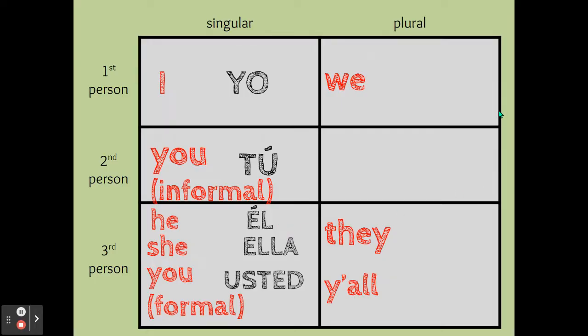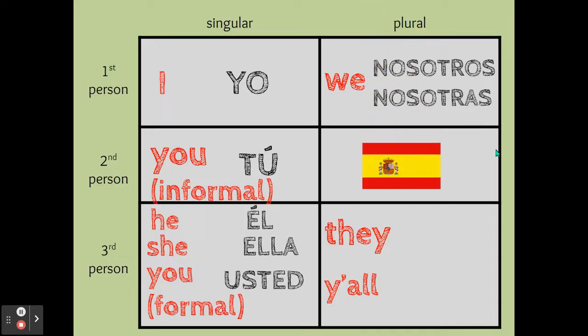All right, on the right side for plural, for we have two: nosotros, nosotras. So if it's a group of all females and you wanted to say we, you would say nosotras. If it's a mix between boys and girls, you would default to the masculine and use nosotros. This box here is used pretty much only in Spain, so we're just going to put a Spanish flag there. But it is vosotros and vosotras for you all informal plural.